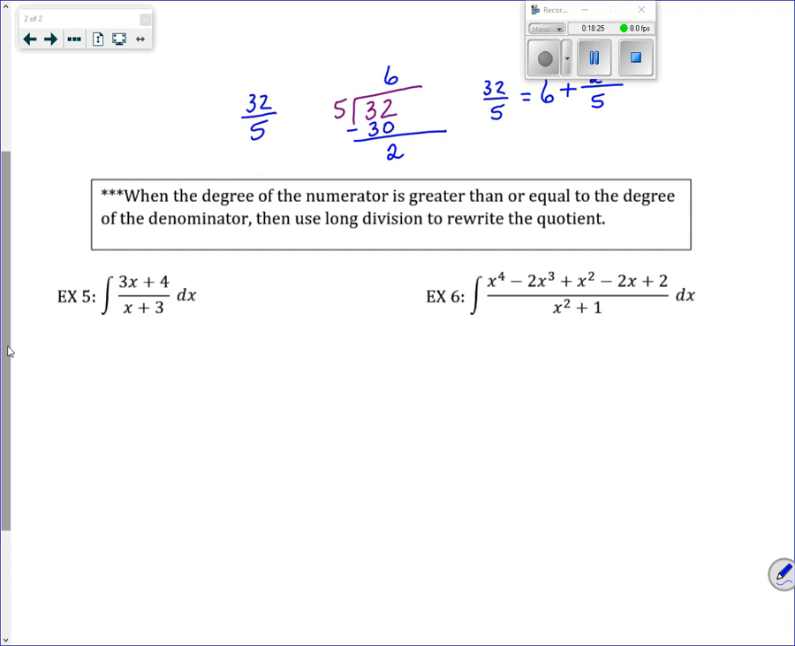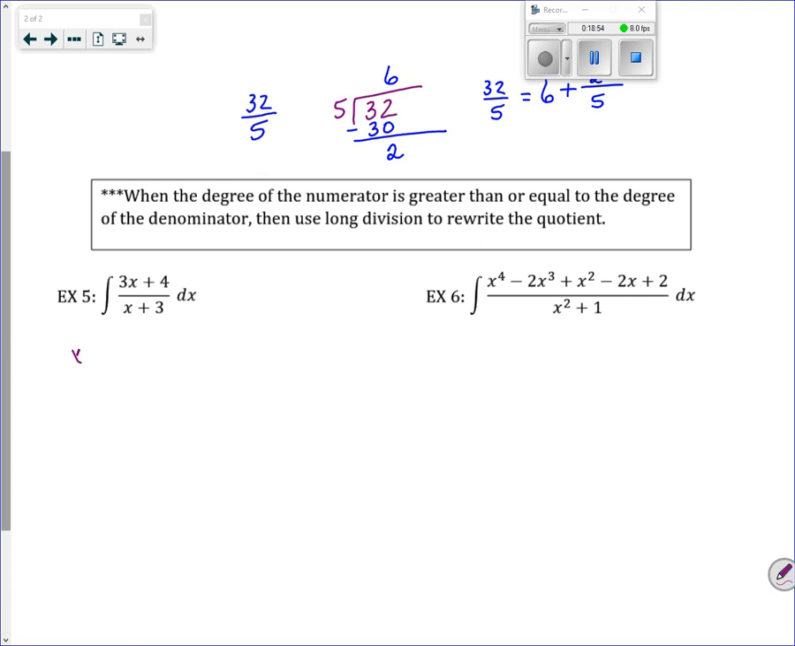If it's an ln, let's be honest, the power of this x has to be 1 more than the power of this x, because think, it has to be the derivative on top, right? So when the powers are the same or the numerator is bigger, I think long division. Long division does not do the integration for me. It rewrites the question so that I can integrate.